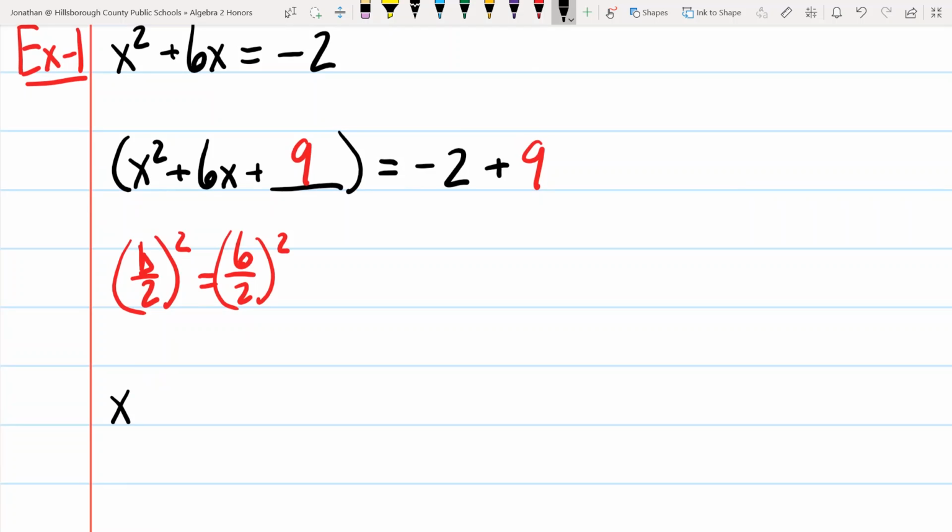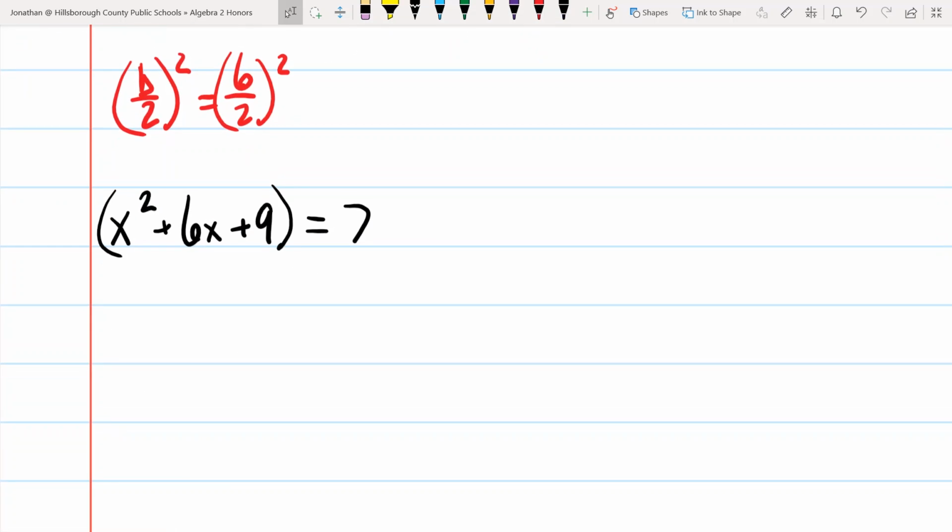Edgenuity seems to like to do a lot of steps in one, and that's fine, but please take this step by step. 9 equals 7. To convert to perfect square form, we need to copy the symbol of b and divide b by 2 and square. And here we go.